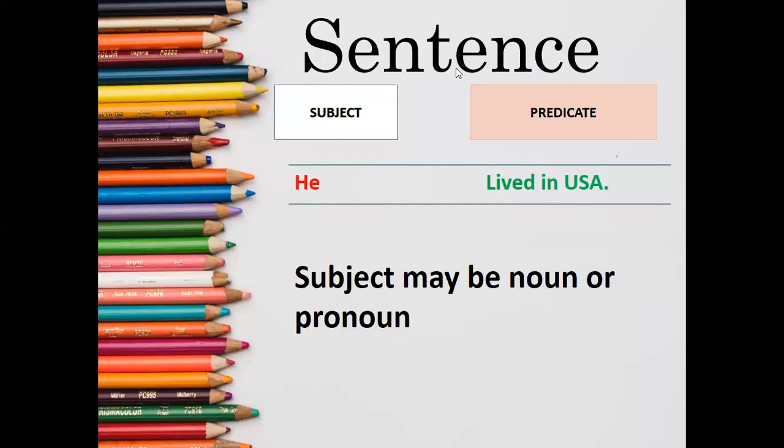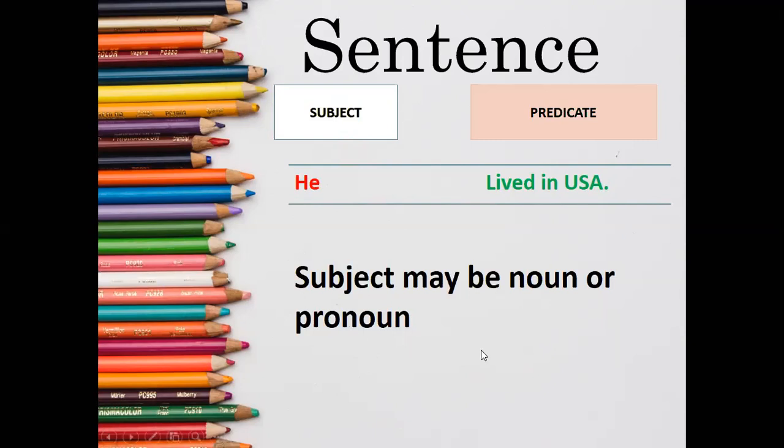Okay, he is the subject; lived in USA, the rest of the sentence, is the predicate. How will you recognize whether it is the predicate or the subject? You just need to eliminate the subject from the sentence. The rest of the sentence is the predicate. Okay, keep it in your mind.